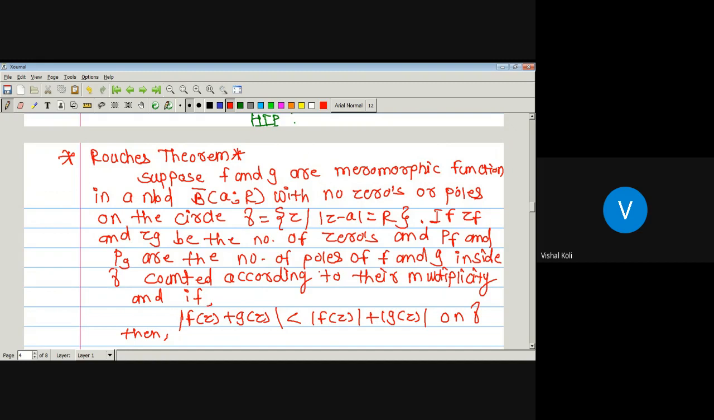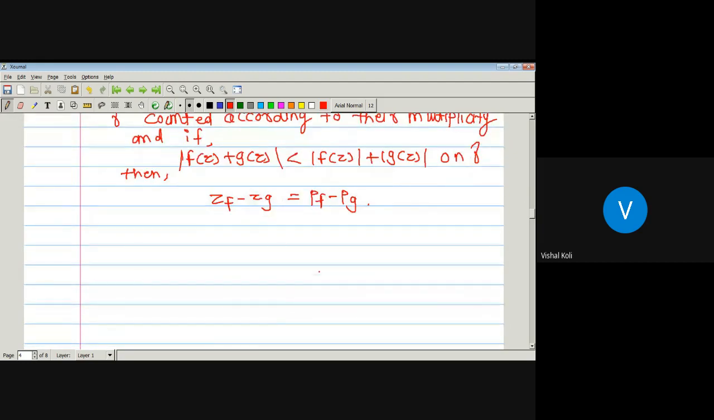and if zf and zg are the numbers of zeros and pf and pg are the numbers of poles of the functions f and g respectively inside the curve gamma, counted according to their multiplicities, and modulus of f of z plus g of z is less than mod f z plus mod g z on the trace of gamma, then we have to prove this: the number of zeros of the function f minus the number of zeros of the function g is equal to the number of poles of the function f minus the number of poles of the function g. Okay, so here it's proved.